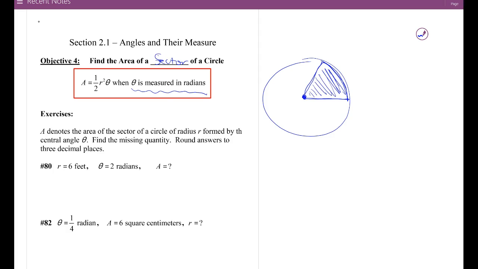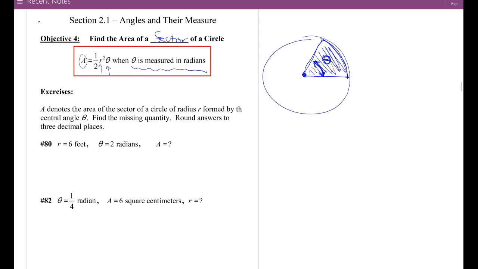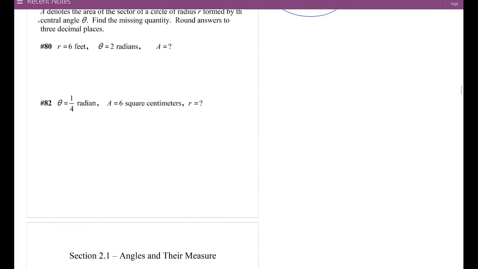So we have that the area equals 1/2 r squared theta, where r is still the radius, and theta is still the angle between the two sides of the sector of the circle. So this is the angle theta. So again, this is just a formula, plug and chug. So we'll do some of these exercises tomorrow and fill in this blank here.